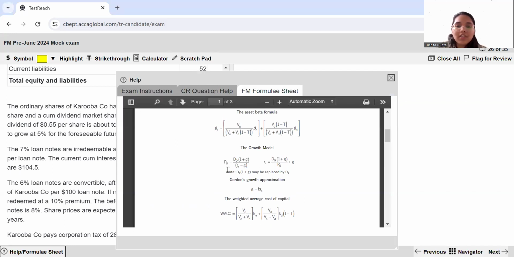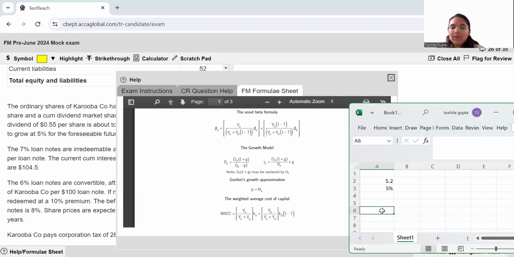So using the formula sheet, you have all of the formulae given to you over here. We are currently trying to work out the cost of equity. So cost of equity is nothing but your D0. So dividend is 0.55. Let us do it with brackets. So 0.55 multiplied by 1 plus the growth rate, which is 5%. So 1.05. You divide this by your price, and the price, which is ex dividend, we have calculated to be 5.2. So this is your first part.